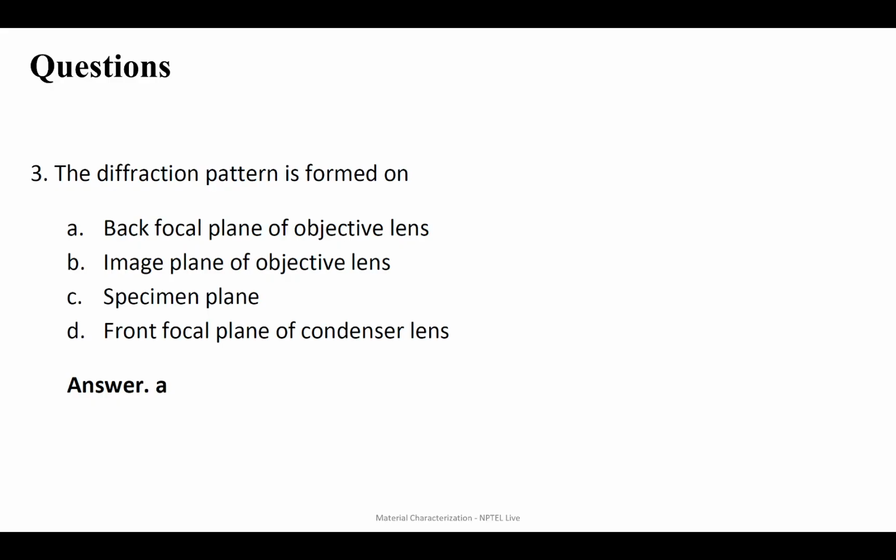Specimen plane is where your sample is kept. Front focal plane of condenser lens is where your condenser aperture is kept. Image plane of objective lens is where your images are formed, and the diffraction pattern is formed on the back focal plane of objective lens.